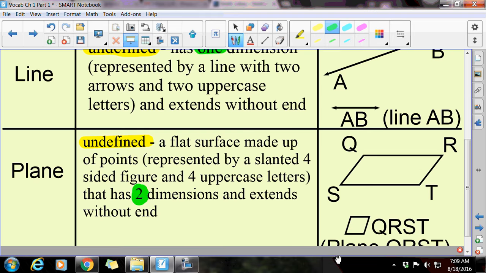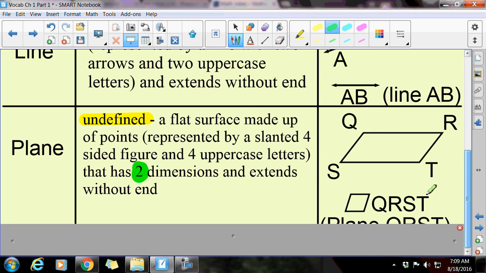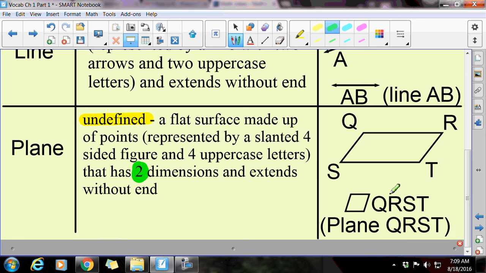The way we represent it is with a parallelogram. Not sure why we don't use like a rectangle, but we don't. Use a parallelogram like this. And this represents that it goes on and on and on in all these directions. This way, this way, this way, this way. So there's 2 dimensions there that it goes on forever. This would be a shorthand way of writing it, would be drawing the parallelogram, QRST. It needs all 4 of them to represent it. Or you say plane QRST.